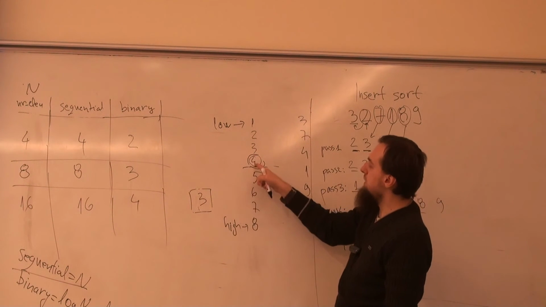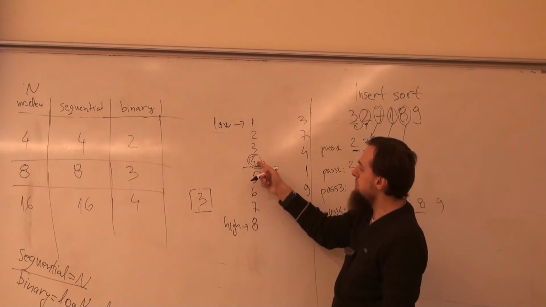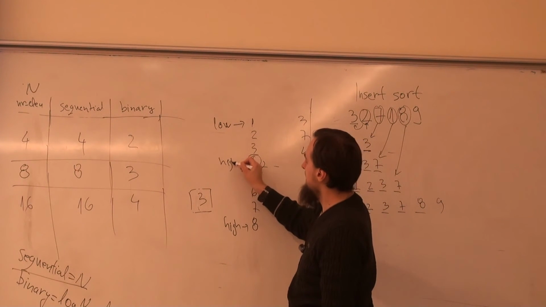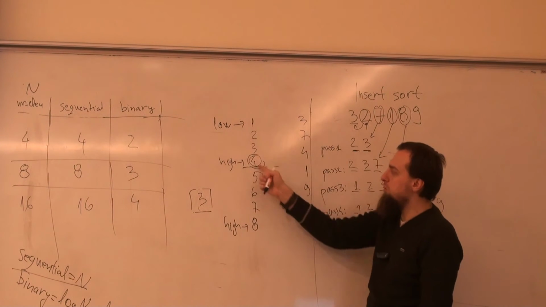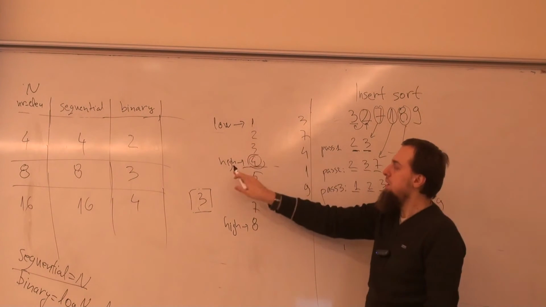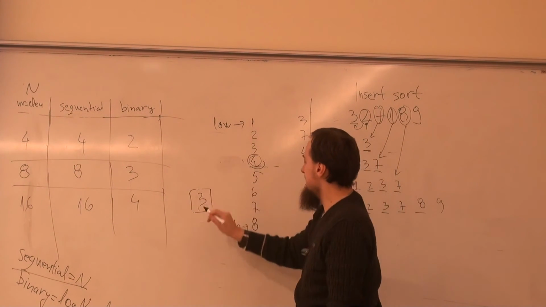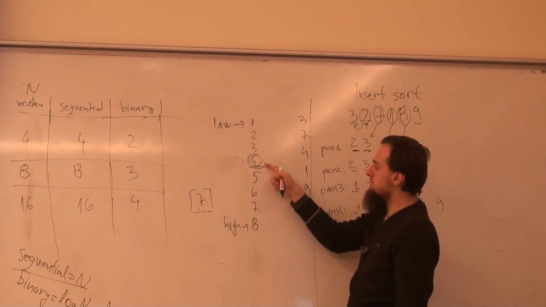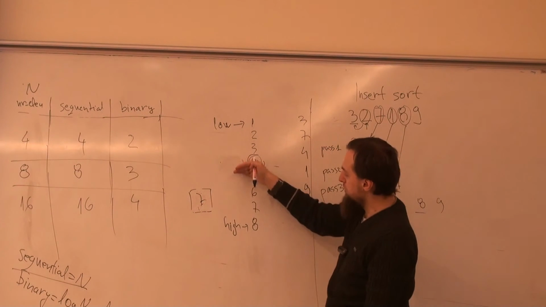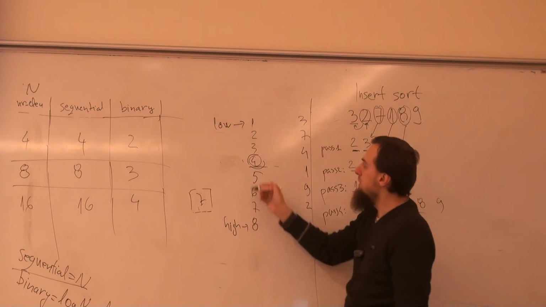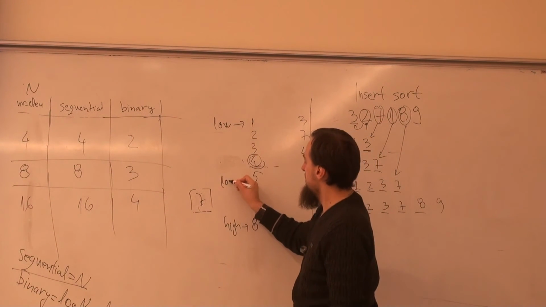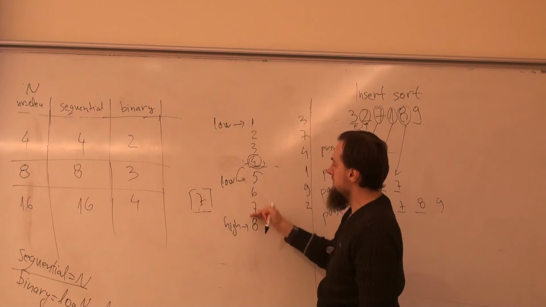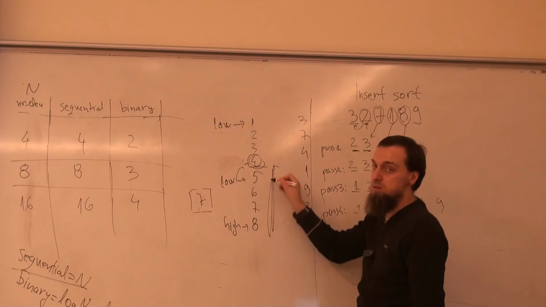But if 3 is smaller than 4, then high will be 4, and I will be looking in this part here. However, if I'm looking for, let's say, 7, and I see that 7 and 4 are not the same, then I should be looking at this half here. That's why low will be from 5, or maybe from 4. But that means that I'm looking at this half here.